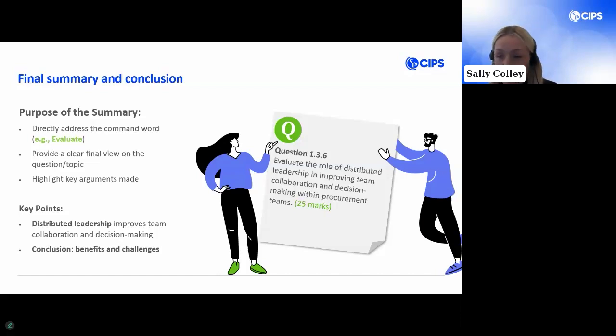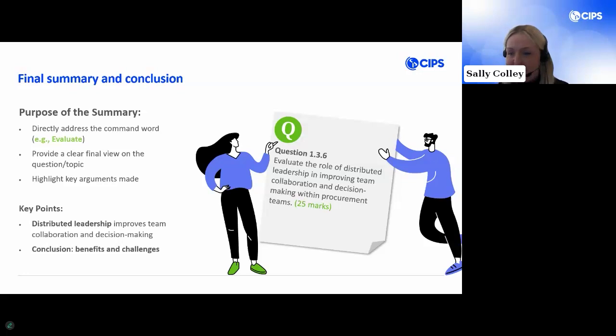It really boosts team collaboration and decision making in procurement teams. It helps teams work together better by sharing accountability and ownership. By using different perspectives, distributed leadership sparks innovation and helps create practical strategies. This is super useful in fast-paced environments like manufacturing and healthcare.